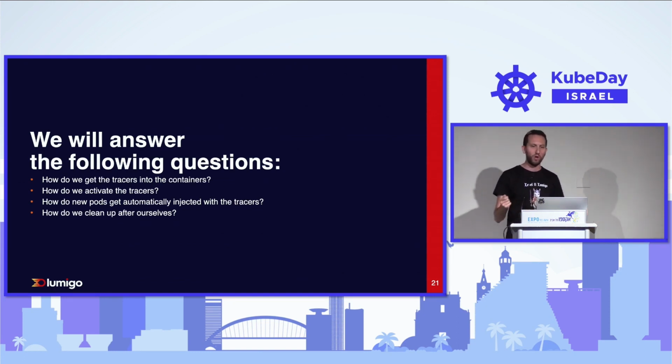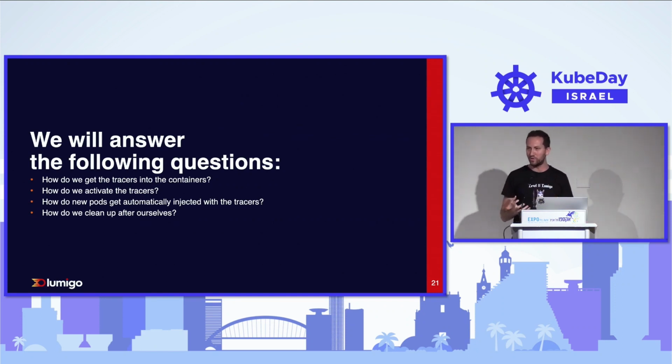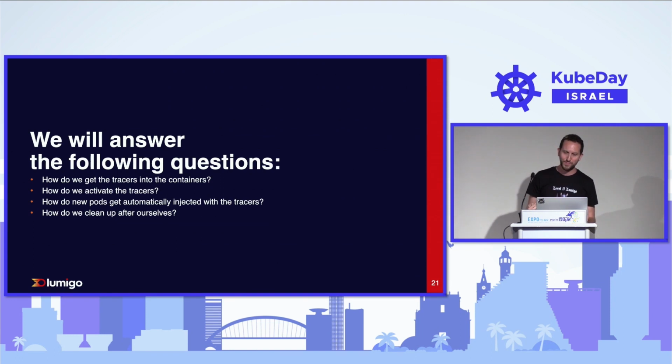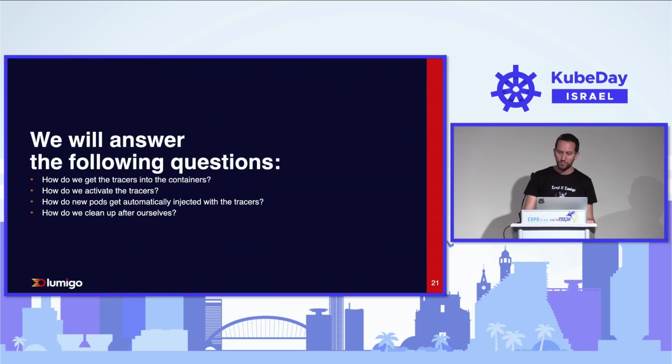How do we do the equivalent of, in Node.js, the require, in Python, the import? How do we load the package into the process so it can be used? Then, how do we make sure every new pod that spins up gets injected with those tracers? And lastly, how do we clean up? So let's start.